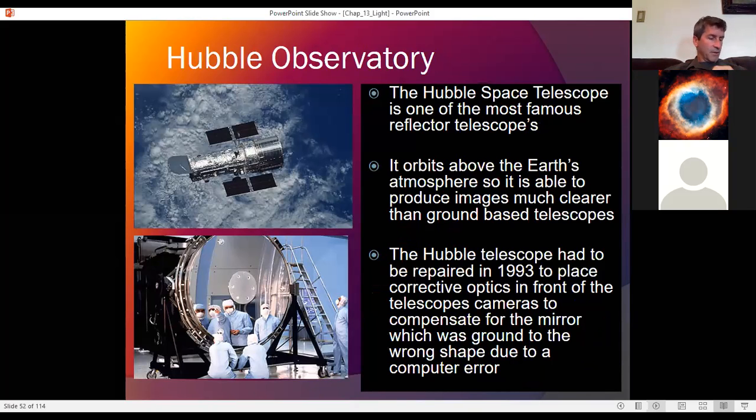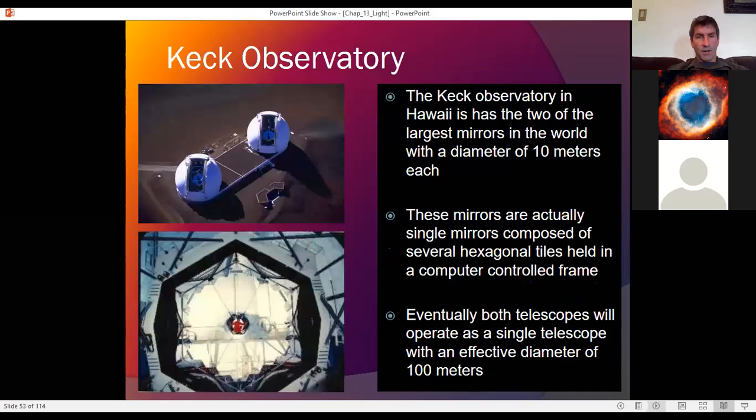Here's the Hubble Space Telescope. It uses a concave mirror, a little bit more complicated than what Newton had used. This is actually a hyperbolic mirror rather than a parabolic mirror or a spherical mirror like Newton used. But we use the same exact invention to create these research telescopes.